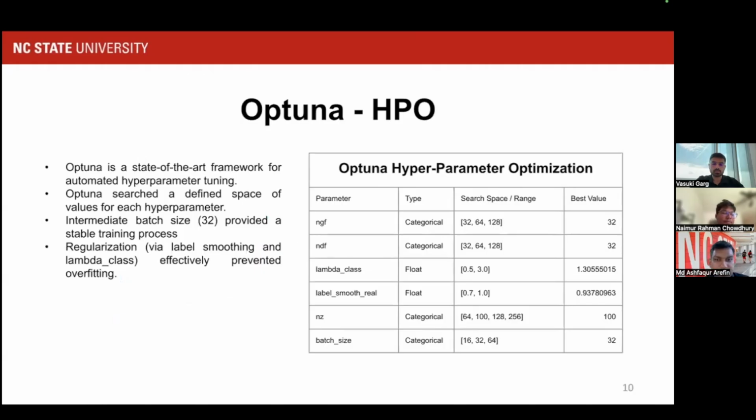We used Optuna for hyperparameter optimization. Some of the parameters that we used are NGF for generator channel dimension, NDF for discriminator channel dimension, and lambda class, which is used to balance the weights between the generator and the discriminator. We did some regularization in this process, and here are the hyperparameter values that we used.